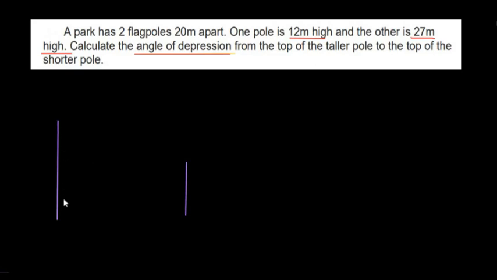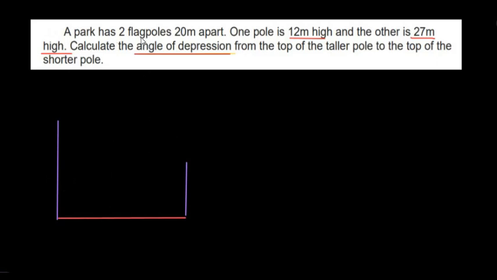This is the taller pole and this is the shorter pole. Now the distance between the two, that is the separation, is this. So this is what the distance between the two poles is. Now let us start marking the things they have given.